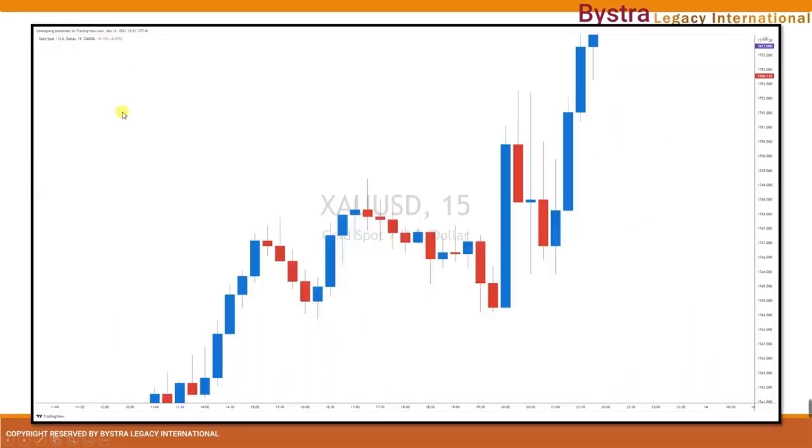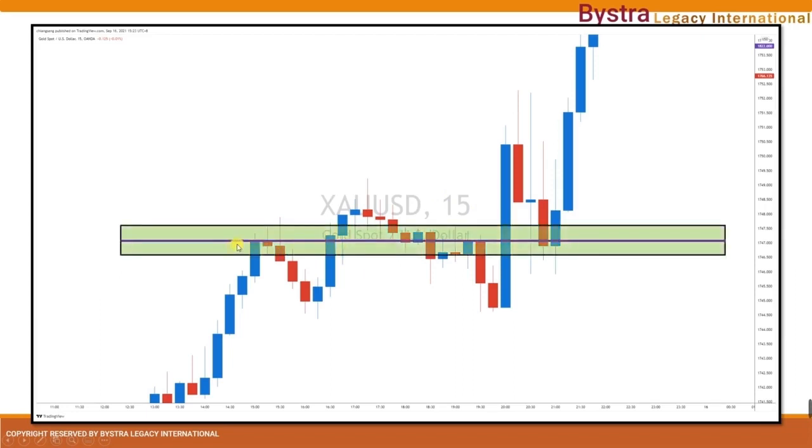Okay, now let's have a look at another example here. Okay, see this guys. Okay, so we have the resistance. We mark the horizontal line. We have the drop base rally. However, this is not considered as an SNRC2 anymore. Why guys? Are you able to find out why it doesn't count as an SNRC2 setup?